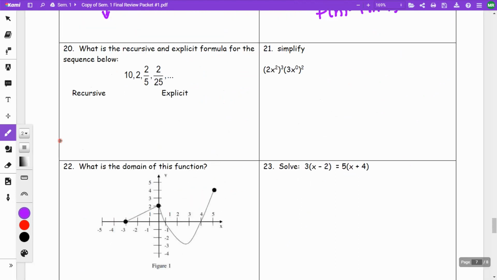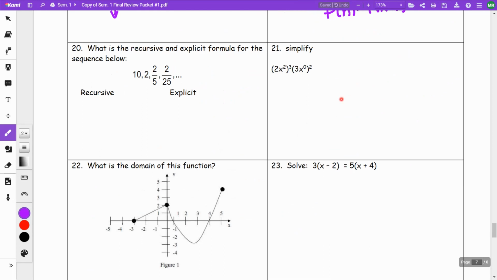So again, some of these look like they are repeats, sorry. So for this recursive, f of 1 is 10. And f of n is equal to f of n minus 1. And I am dividing by 5, which is multiplying by 1/5. So I'm going to times this by 1/5.